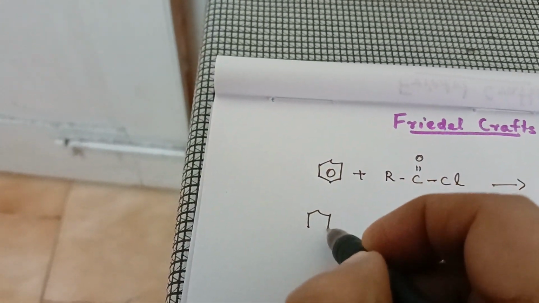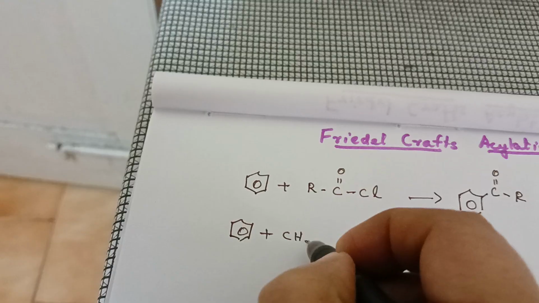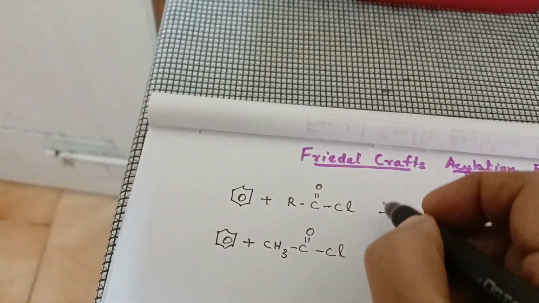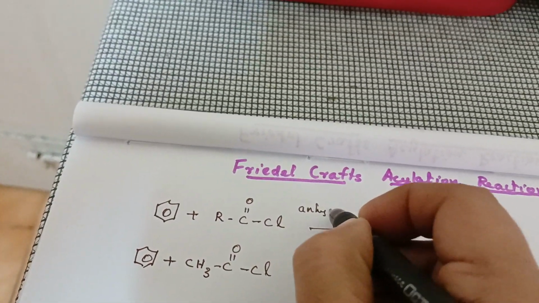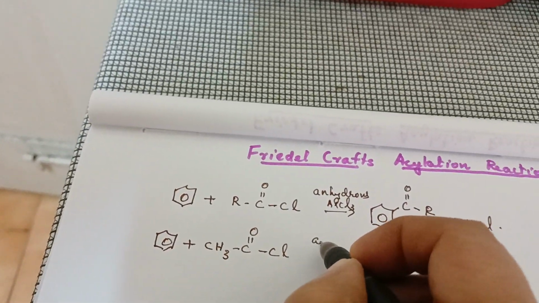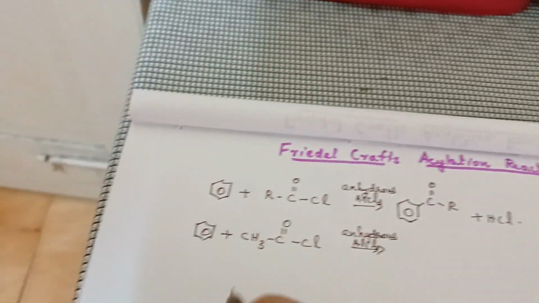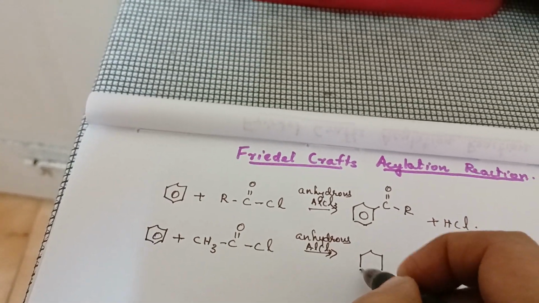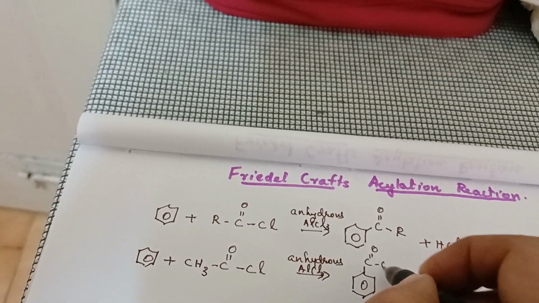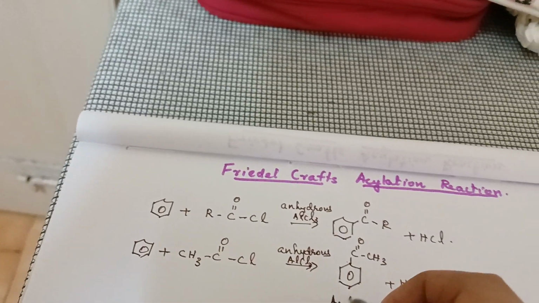Now let us use benzene and acetyl chloride, that is CH3 C double bond O Cl, or ethanoyl chloride, in the presence of anhydrous AlCl3. You're getting C double bond O CH3 plus HCl. This is acetophenone.